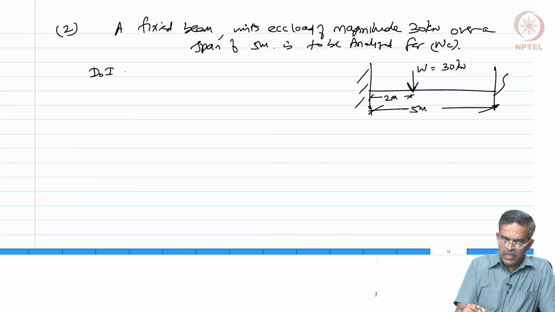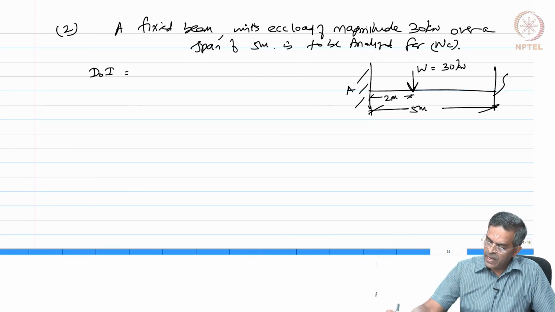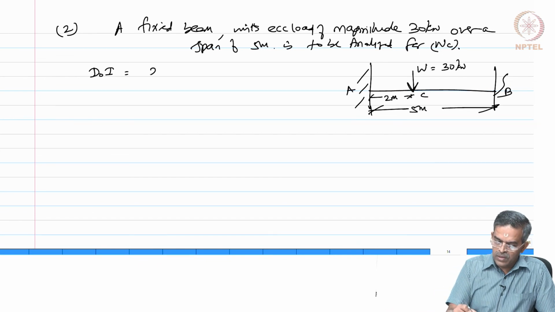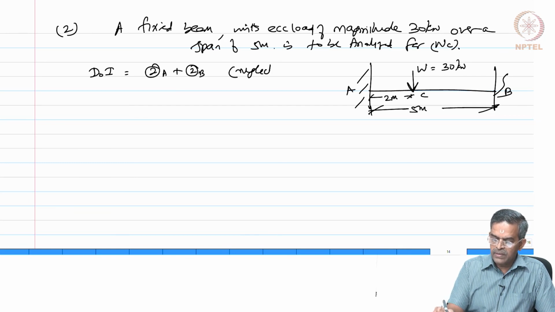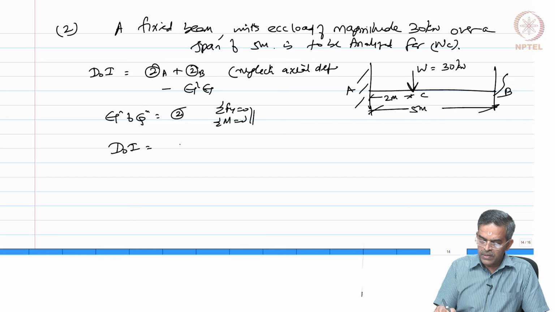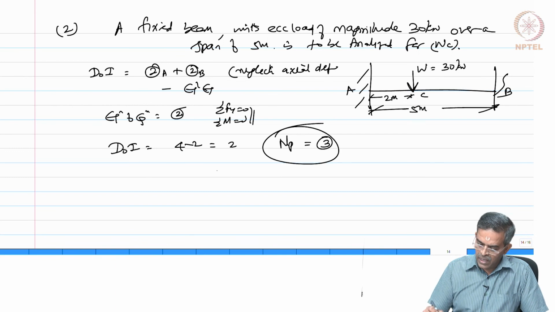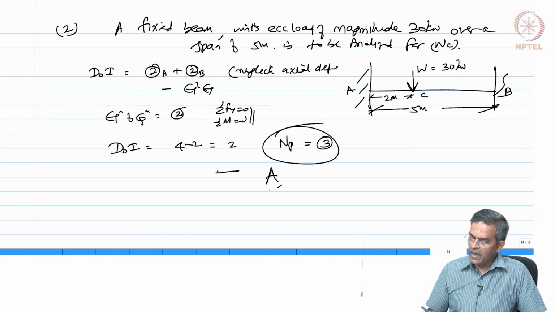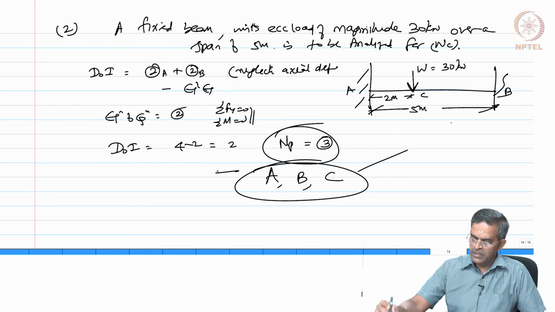So, now the degree of static indeterminacy is, let us say this is A, this is B, this is C. There are two unknowns at A and there are two unknowns at B, neglecting axial deformation, minus equations of equilibrium. Equations of equilibrium will be 2, that is sigma Fy naught and sigma M 0. So, therefore, degree of indeterminacy is 4 minus 2, 2. So, the number of plastic hinges required is 3. Where will they form? They will form at A, they will form at B, they will form at C. So, straightforward solution.